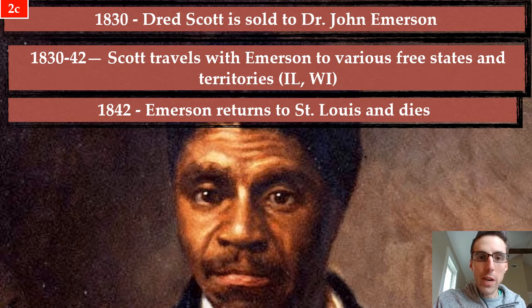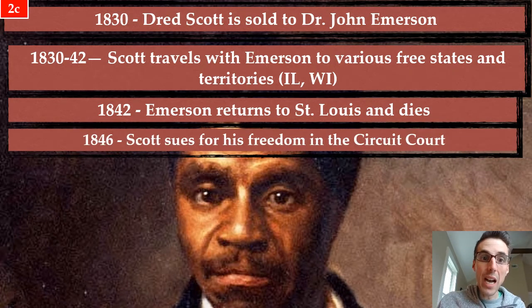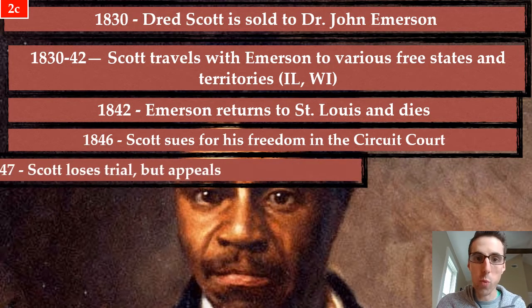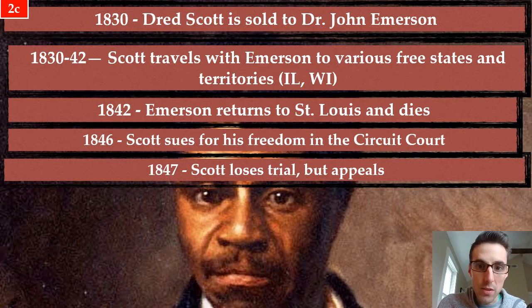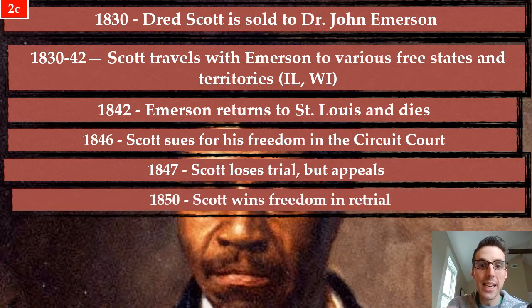1842, Dred Scott's owner, Emerson, returns to St. Louis and dies. Okay, so what does that mean for him? Scott sues for his freedom in the circuit court of the state. Amazing. Guess what? He loses, but he appeals. Remember the appeals process. And guess what? In his appeal, he wins his freedom, 1850. Now, it's not over, because remember, there were always appeals for those.